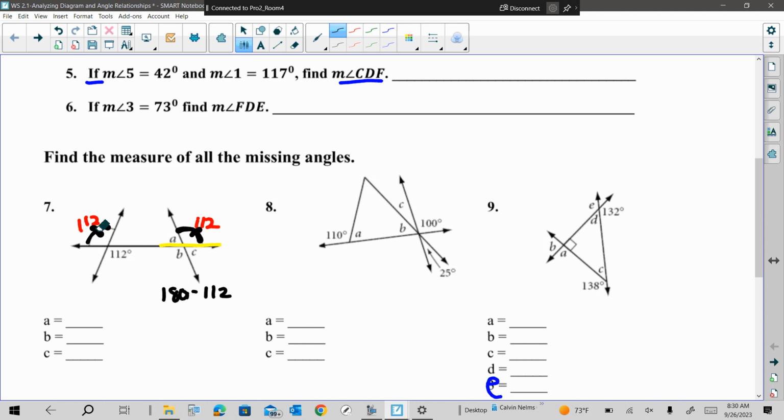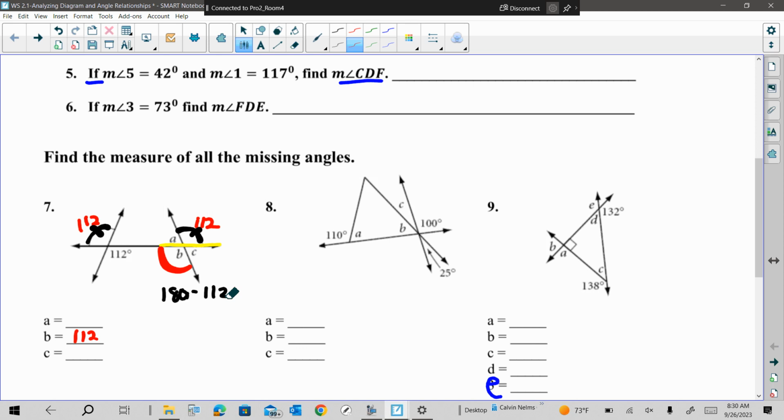So all I have to do, hopefully we see right off the bat, what other angle do we know is 112? Angle B. Angle B, because it is also vertical. So I could put 112 there. And then all I need to do to find the remaining angles is 180 minus 112. So you're going to have to do some computation. You're going to have to add and subtract. You need to start with vertical, then use linear pair. Okay, start with vertical, then use linear pair.